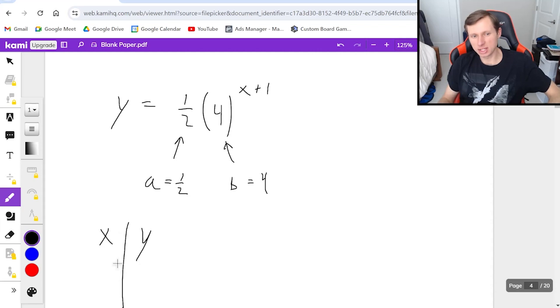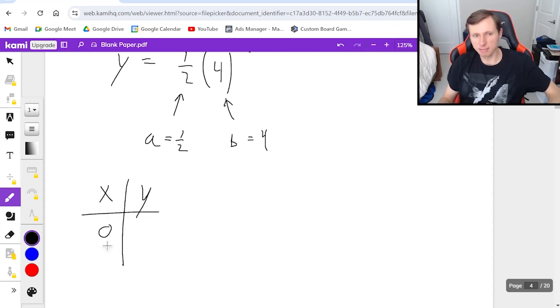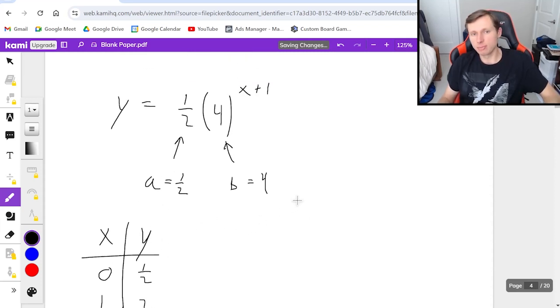First, for the x and y table, I have the same 2 points every time. (0, 1/2) for a, and then a times b, 1/2 times 4, is going to be 2. So I have these 2 points to start out. Now for my transformations, I don't have any reflections because I don't have any negative signs. Again, the 1/2 was already taken care of because it's in my ab.